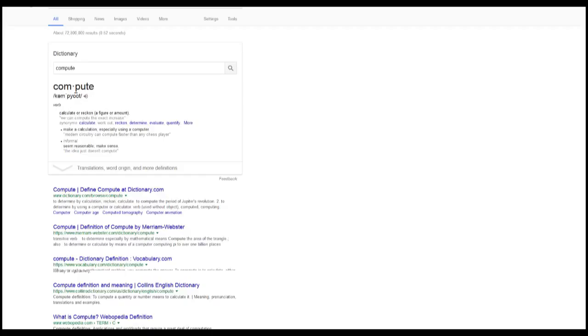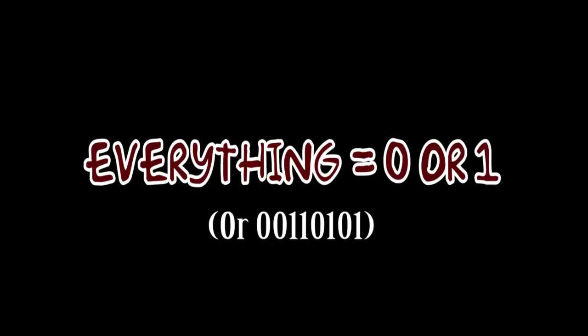Well, what does it mean to compute? If you look in the dictionary, it says to calculate or reckon a figure or an amount, especially when using a computer. It also says to make sense of or to make something seem reasonable, as in when someone says, that does not compute. In computing terms, binary code means everything is represented by a 0 or a 1, or a series of those numbers.